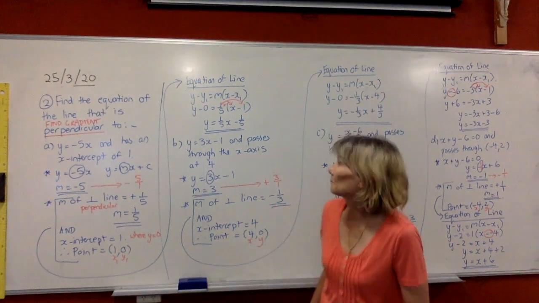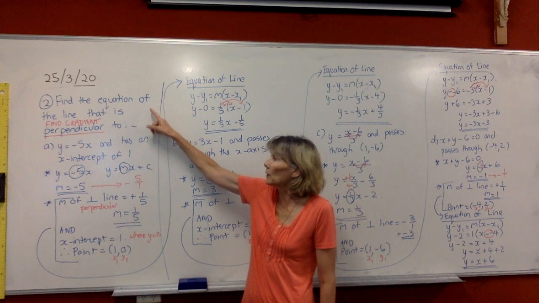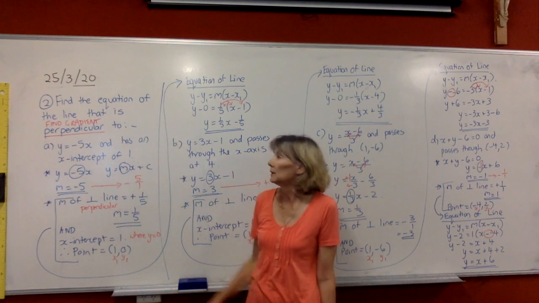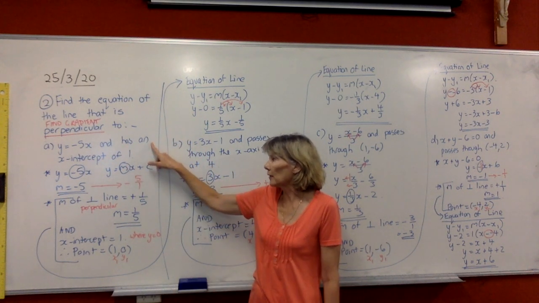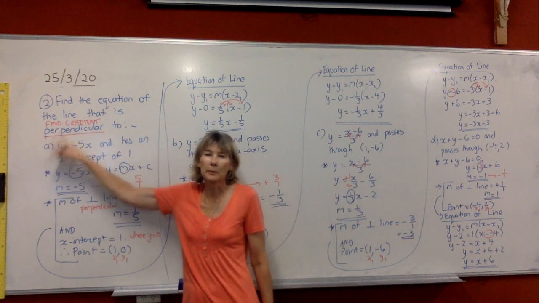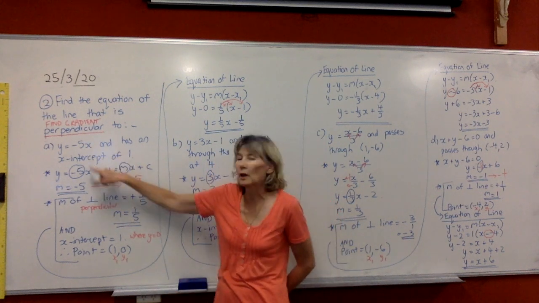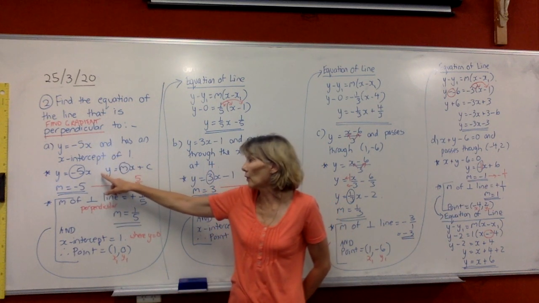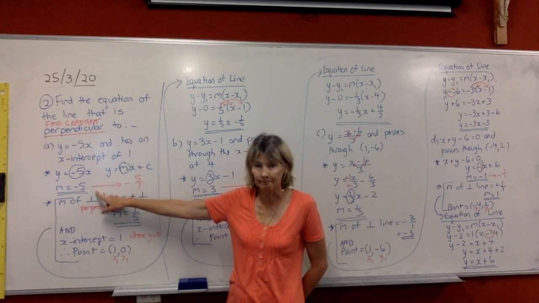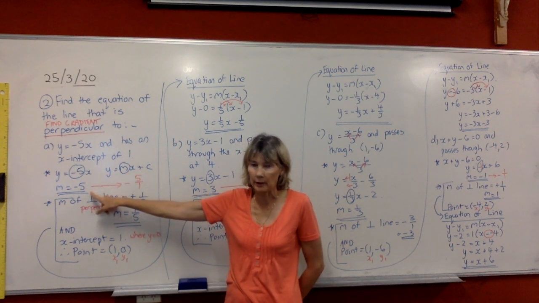Okay, welcome back. So we're going through the next example. We've got: find the equation of the line that is perpendicular to y equals minus 5x and has an x-intercept of 1. So underline the word perpendicular and write find gradient. We're going to start with the line they gave us and find the gradient of that line. You can see the gradient's going to be minus 5 for that line.